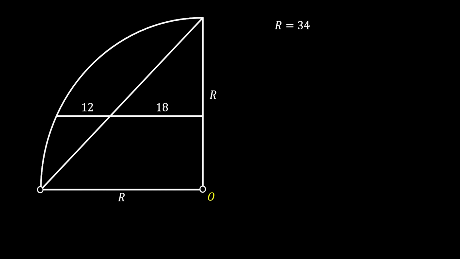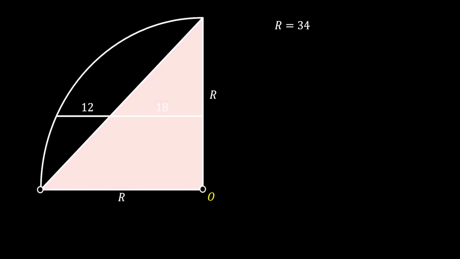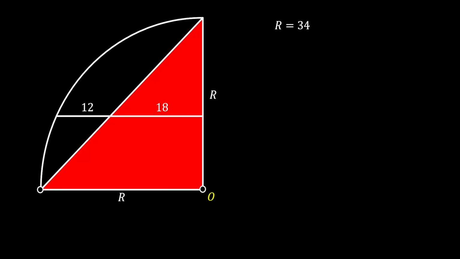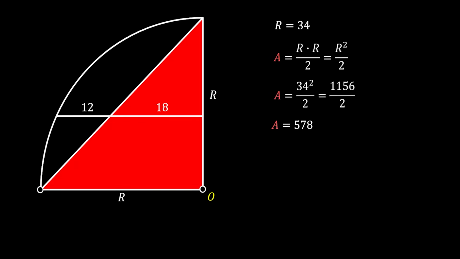Now let's go back to our previous sketch, and remember, we are again looking for the area of our red triangle, which is actually an isosceles right triangle, so the area will be equal to the product of its legs over 2, or r squared over 2. Again, we will substitute the value of r and work through this, and again get that the area of the red triangle equals 578 squared units, and this is our solution.